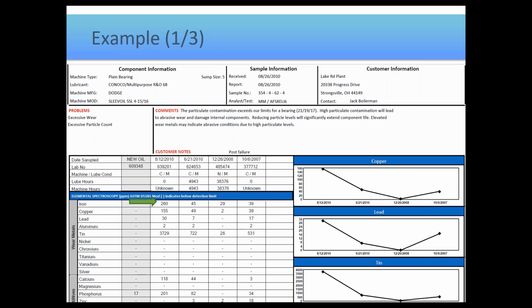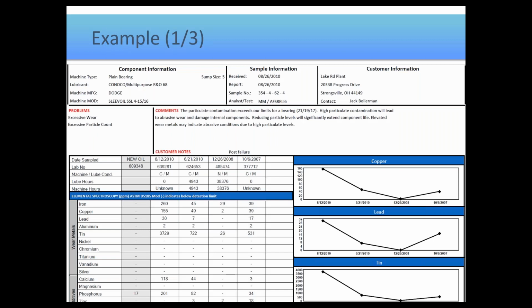Question: is it a cause or an effect? Well, something made this machine wear, right? Could be an imbalance, could be an alignment issue, could be contaminant, could be low oil, who knows? Point is, wear is almost always an effect. So we're going to say iron is an effect. Okay, we return to the report.